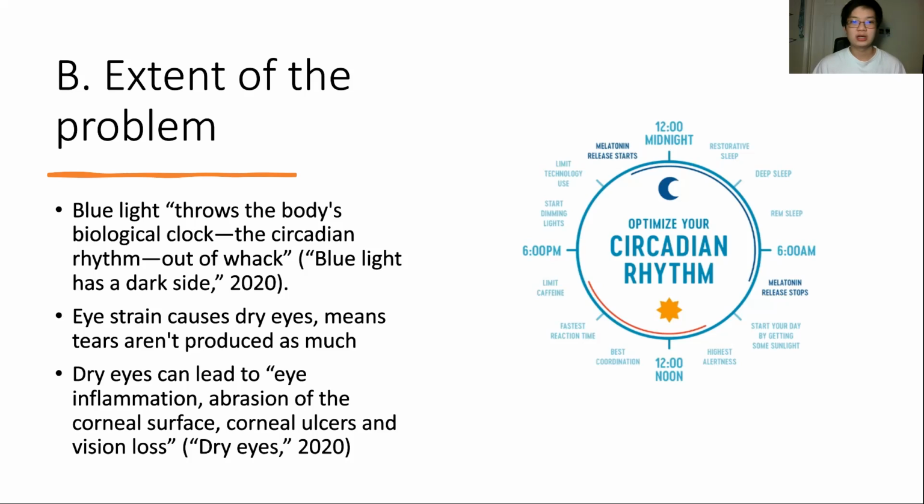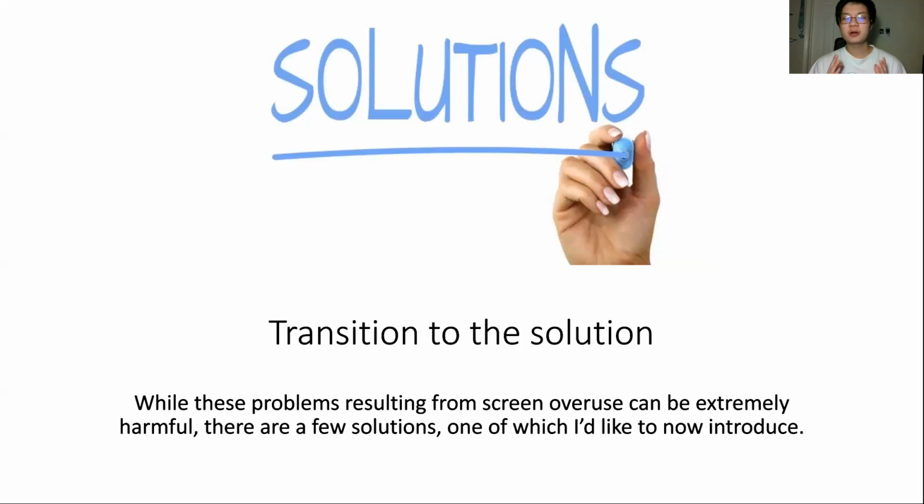Eye strain, on the other hand, can cause dry eyes, which means that you don't produce many tears. Tears protect the eyes from many invaders. So dry eyes, which means you don't have any tears, can lead to things like eye inflammation, abrasion of the corneal surface, corneal ulcers, and even vision loss. Ignore the even, that's not part of the quote. Dry eyes 2020.